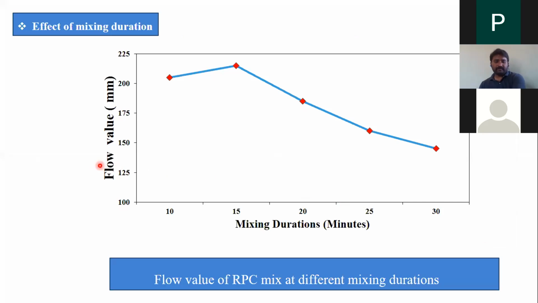If you see the flow value and mixing duration, after the speed, how long I should mix is also one of the important parameters. So I've tried 10, 15, 20, 25, 30. In literature, people have suggested from 5 minutes up to 30 minutes. At 5 minutes, our mix was not proper, so I have neglected that. So I've started with 10 minutes, 15 minutes, 20, 25, and 30 minutes. At 15 minutes, I'm getting a high flow value, a little higher than 10 minutes. Once I increase the time, the flow value was decreasing because of evaporation of water.